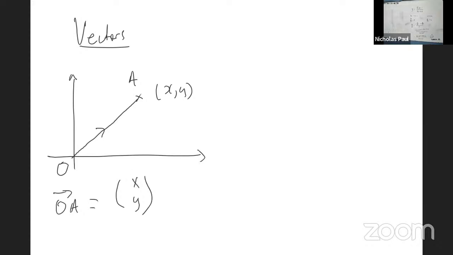And if you were to change the direction, so instead of O to A, you recognize here the arrow going from O to A. If I change the arrow now and I'm going from A to O, what you will do to represent that vector is put a negative sign in front of everything. So it becomes negative x, negative y. That's okay?